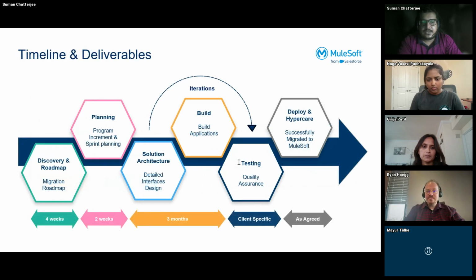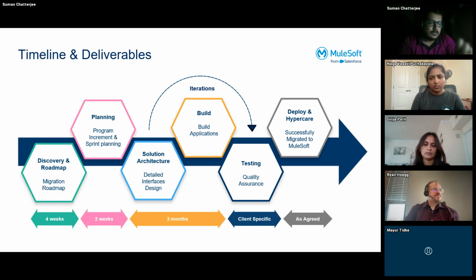Okay, coming to the slide. Once your planning is done, generally this is what, phase-wise, we say: your discovery and roadmap should be around 4 weeks. That should be sufficient for you to understand what your current domain is, what your existing architecture is, and all those things.